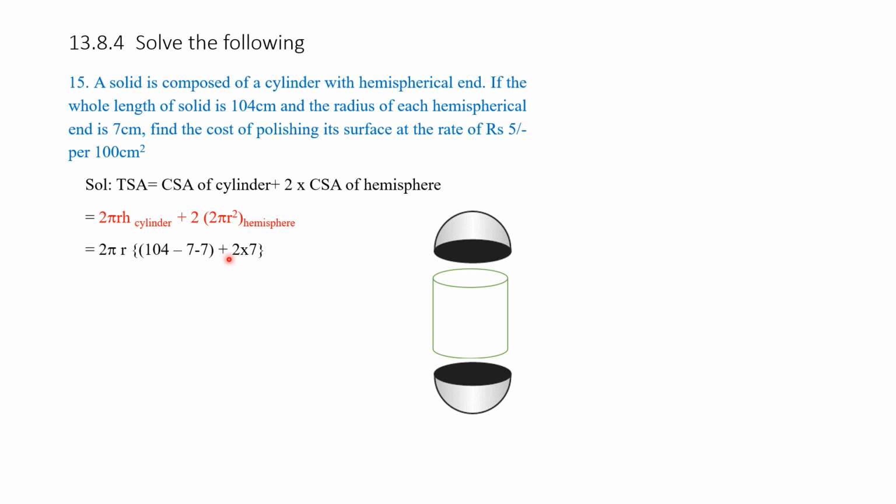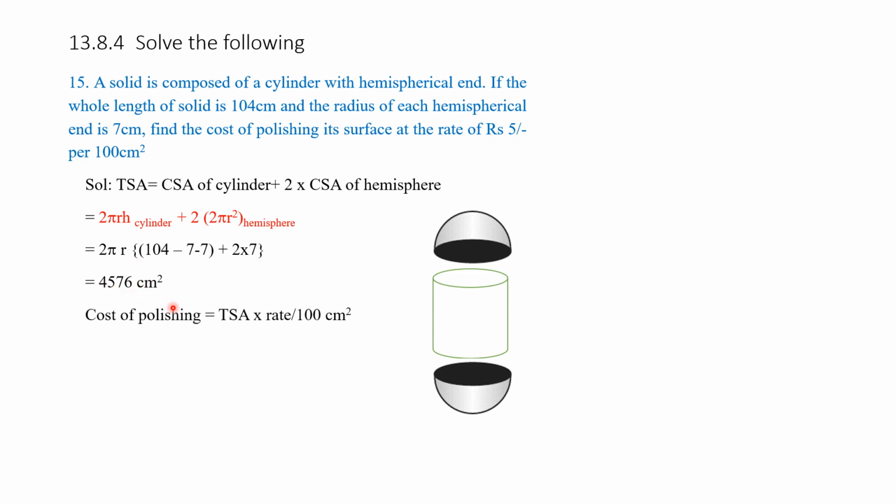That is plus the 2 into 2 pi r square. For 2 pi r, take common, and therefore we have to take 2 r, that is 2 r is 7. Simplifying, this becomes 90. 90 plus 40, 104. 104 into 2 pi r. 2 pi is 2 into 22 by 7 into r is 7. We get 4576 centimeters square.